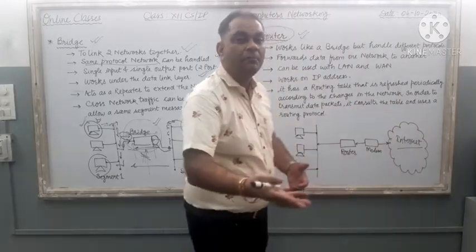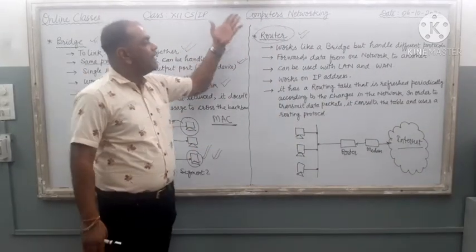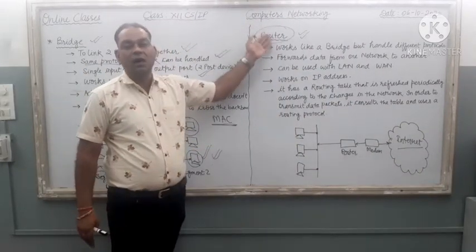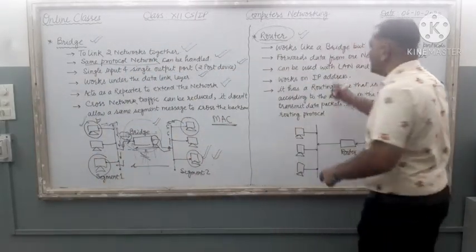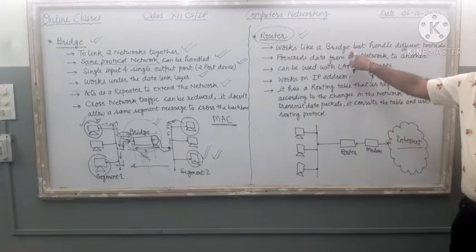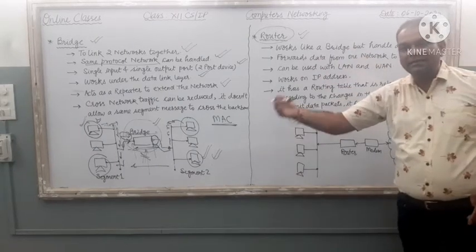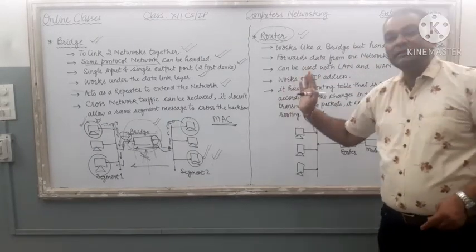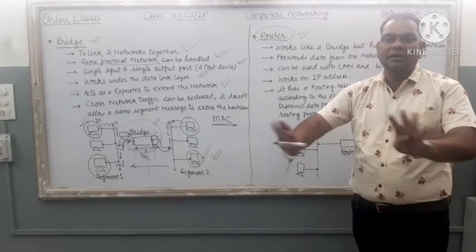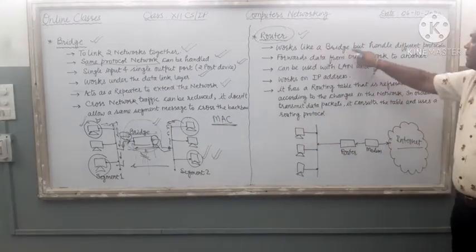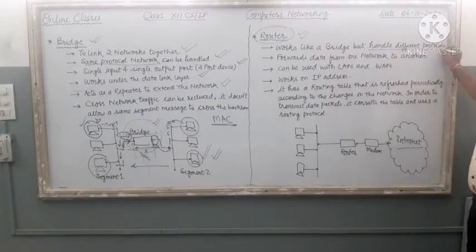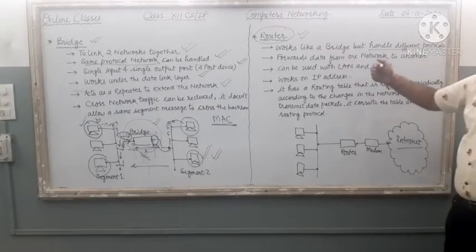You just jump to the higher device, and this higher device is known as router. What is there in router? Now just see. The first point, it works like a bridge. The bridge checks the message. If the message is related to the same segment, it does not transmit the message to the next segment, right? So it works like a bridge, but handles different protocols.